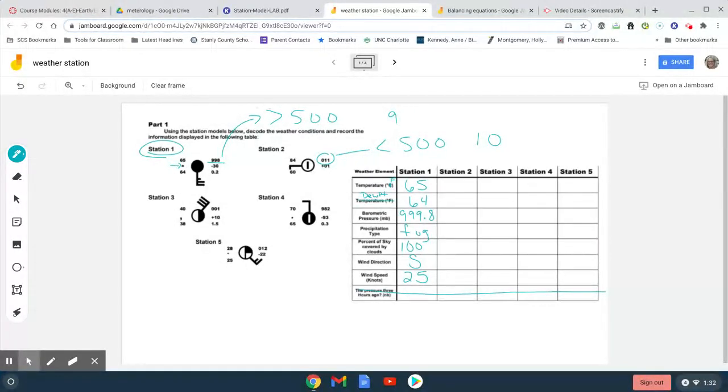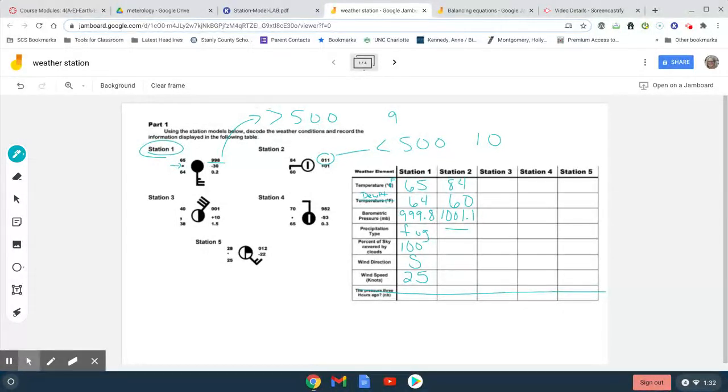I'm going to do station 2 with you as well. Okay, so we have 84. We have dew point of 60. Barometric pressure is less than 500, so I'm going to do 10, 0, 1. But before I do that last one, I'm putting a decimal 1. There's no precipitation, so I'm just going to draw a line. There's no symbol there.